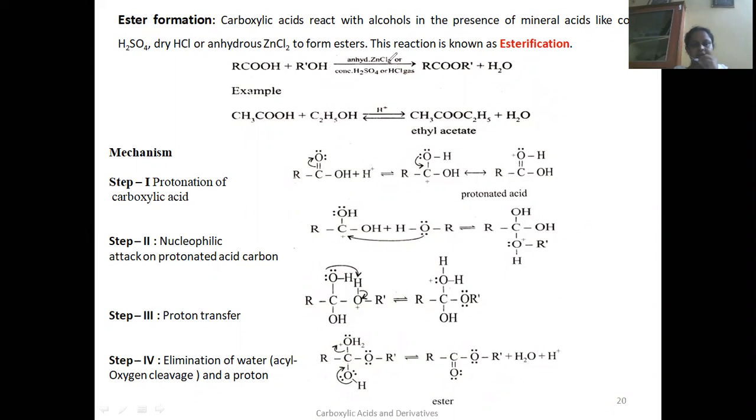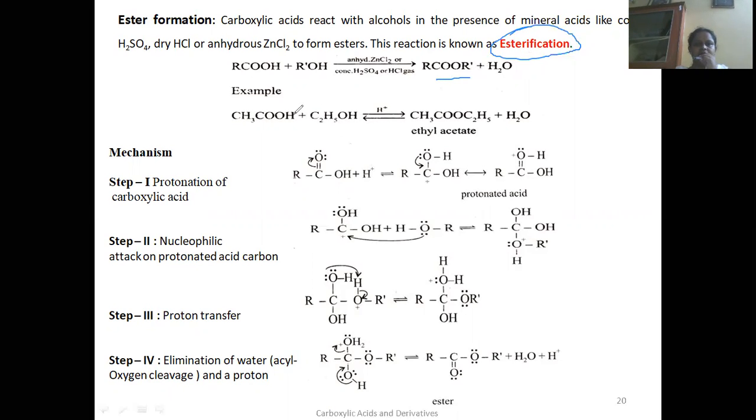So carboxylic acids react with alcohols, in the presence of any mineral acid like concentrated sulfuric acid or hydrochloric acid, or in the presence of anhydrous zinc chloride, they form esters. This reaction is known as esterification. Formation of ester is esterification.